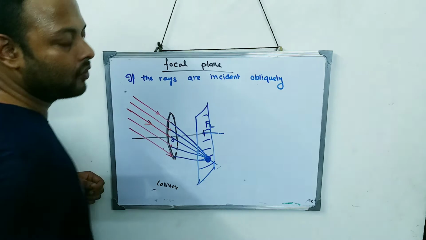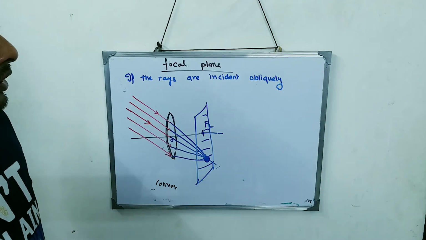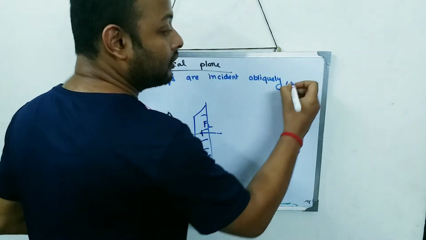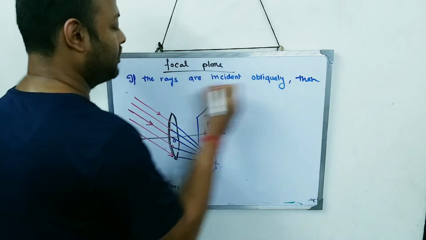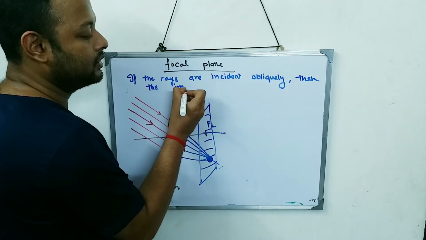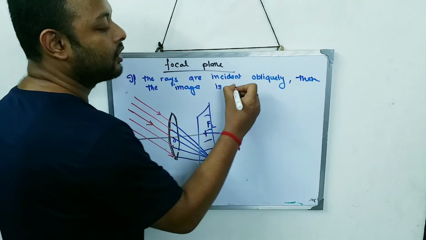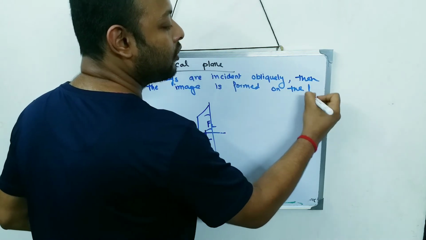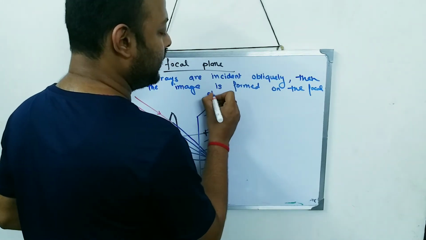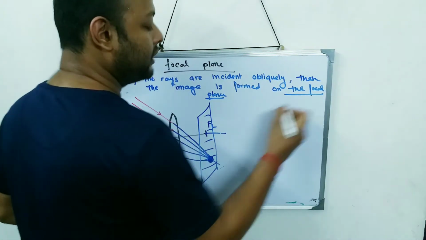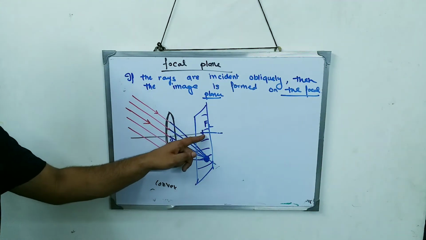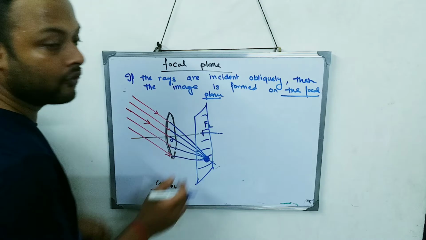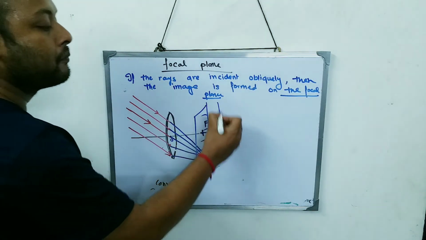Obliquely, I don't know the spelling, I think it is O-B-L-I-Q-U-E-L-Y. If the rays are incident obliquely, then the image is formed on the focal plane. So you can see the image is getting formed on the focal plane, but not on this focus. Previously, when the rays were incident parallel to the principal axis, they formed at the focus, but now they are forming at the focal plane.